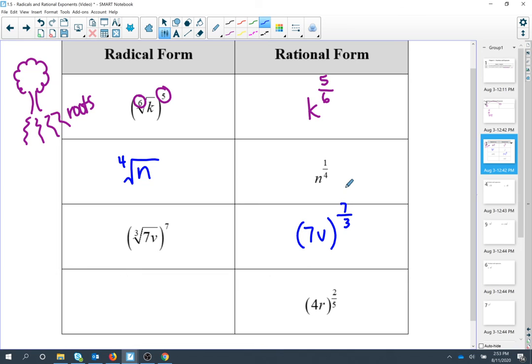Now we're going to go back from rational form to radical form. Do you notice that 4r is all in parentheses? So inside my root, I need all of 4r. Then, because we are dealing with parentheses, I'm going to keep that in parentheses because whatever power I raise it to, I have to raise the whole thing. 5 is my root. 5 goes out as my root. 2 is my numerator. 2 goes back as my power. So that is the fifth root of 4r squared.